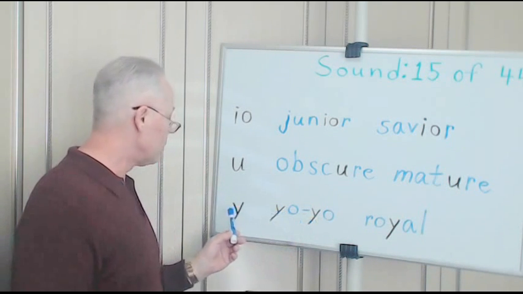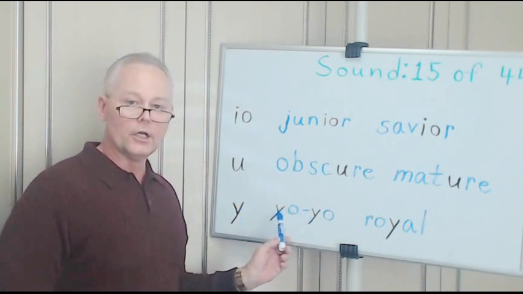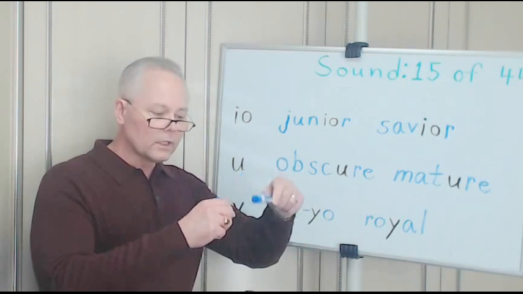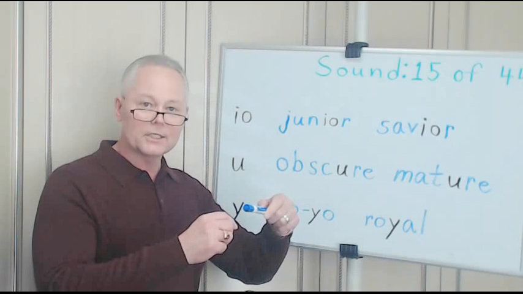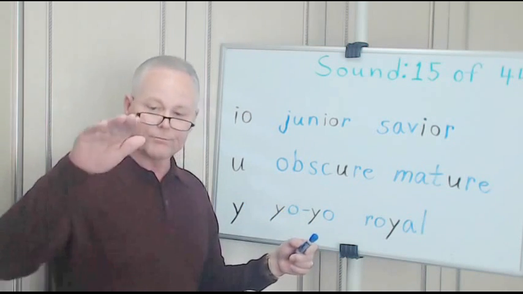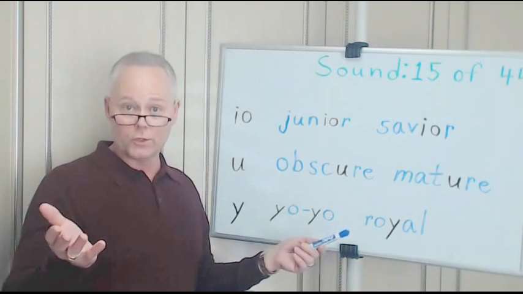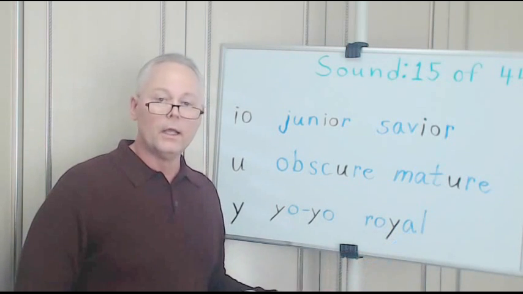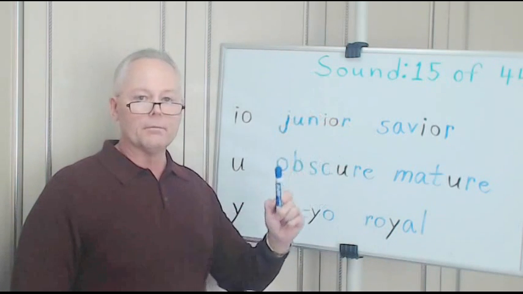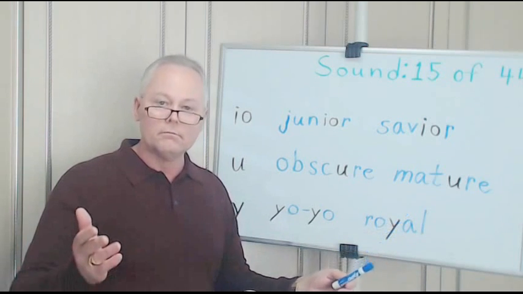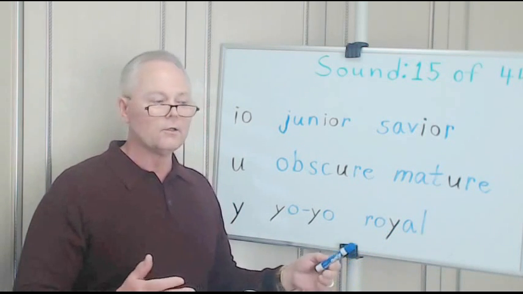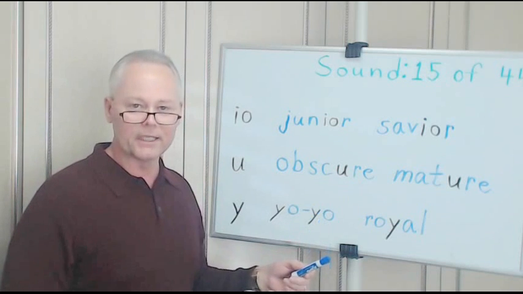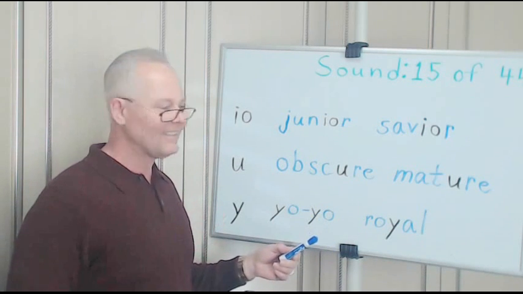Yo, yo. The Y gives us yo. A toy. Put a little round split disc on a string and playing with your yo-yo. Royal. Yo, royal. A member of the royal family. The Queen of England. She's royalty. She is in the royal family. She's the head of the royal family of England.